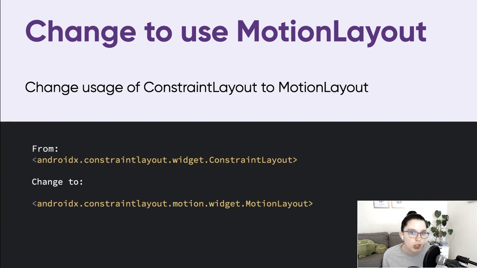And then where you're using constraint layout, you can change this to use the new motion layout. In the editor, there is actually an option in the design tool to just right-click, convert to motion layout. But you can also just edit the XML and, where it says constraint layout, change it to say motion layout and use this fully qualified widget name.